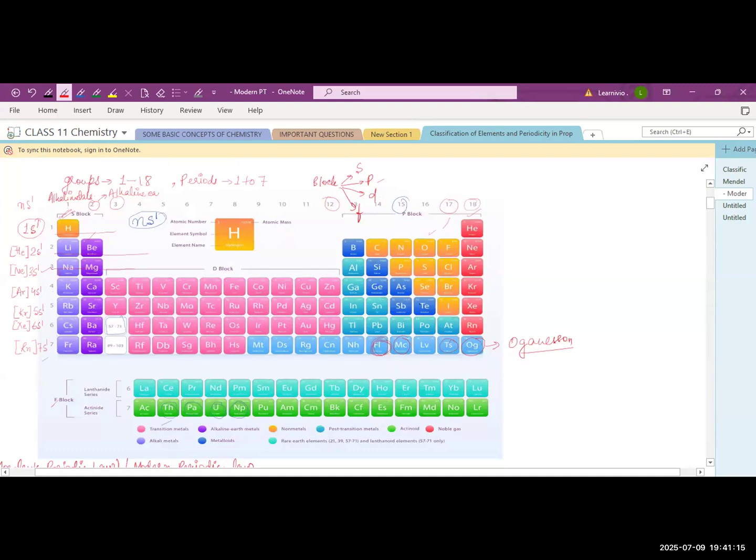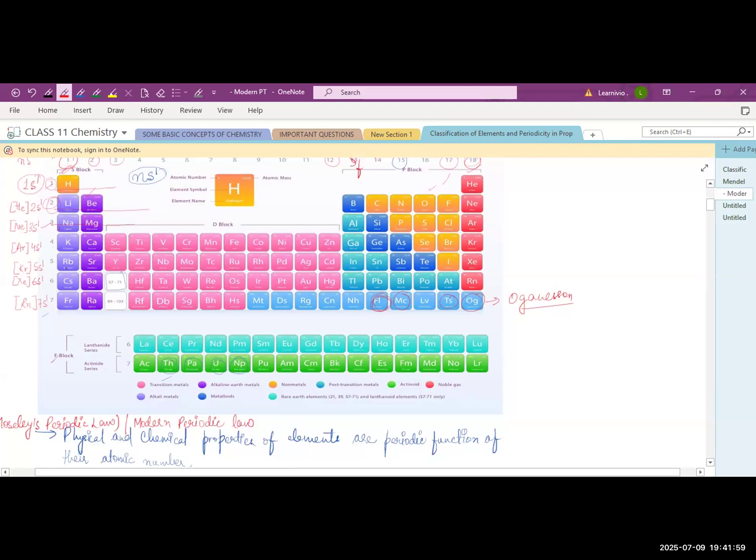Ma'am, the period numbers will start from 2, right? Yeah, it will start from 2. Only in group number 1 and group number 18, the period starts from the first. In all the others it starts from the second. So in the first group, it starts from hydrogen, and hydrogen is in period number 1. And in group 18, it starts from helium, and helium belongs to period number 1. Except the first and last group, the period starts from the second.